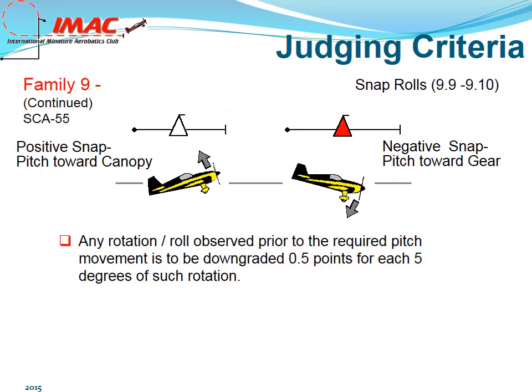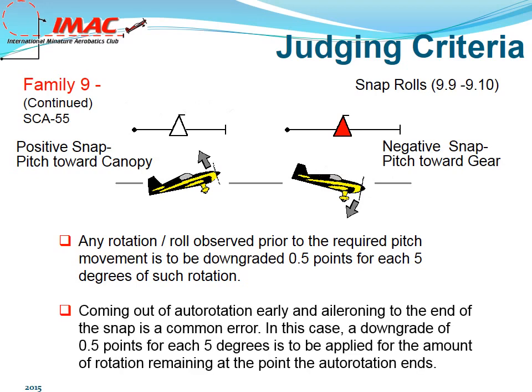Any rotation or roll observed prior to the required pitch movement is to be downgraded at a half a point for each 5 degrees of such rotation. Coming out of autorotation early and aileroning to the end of the snap is a common error. In this case, a downgrade of a half a point for each 5 degrees is to be applied for the amount of rotation remaining at the point of the autorotation ending.